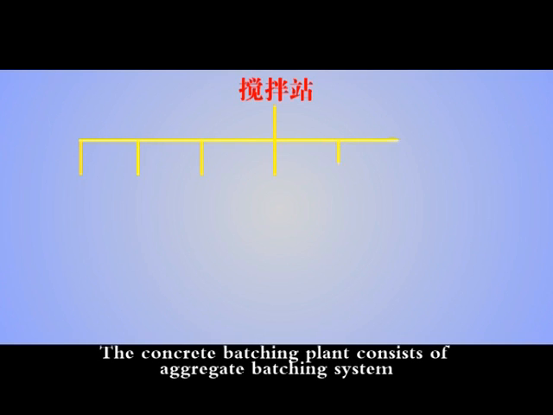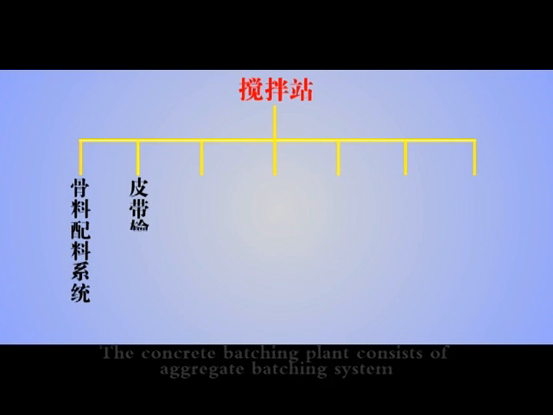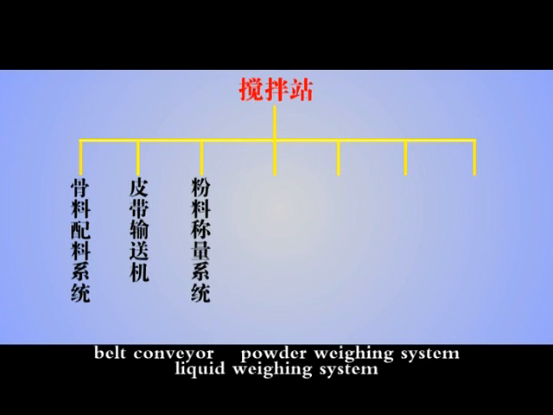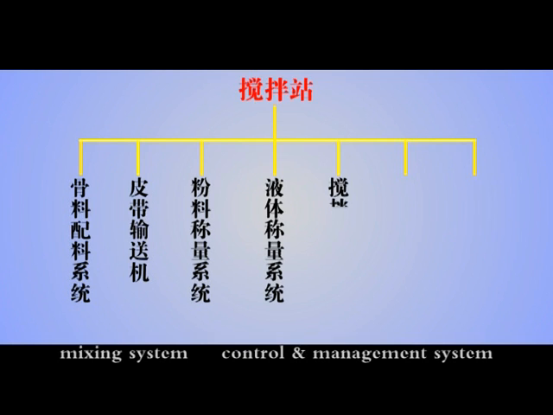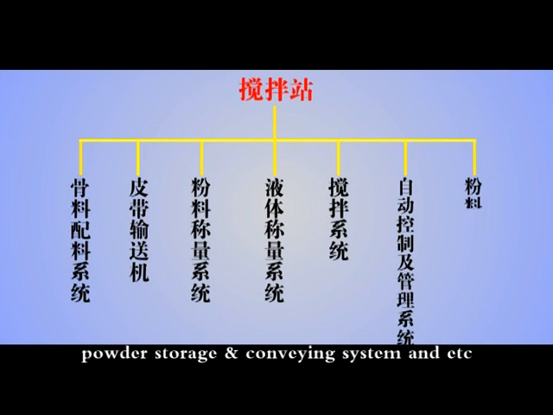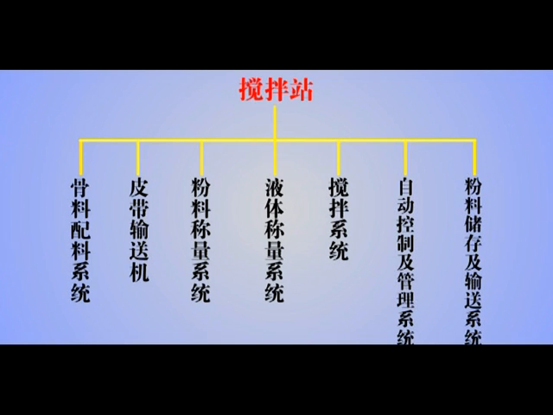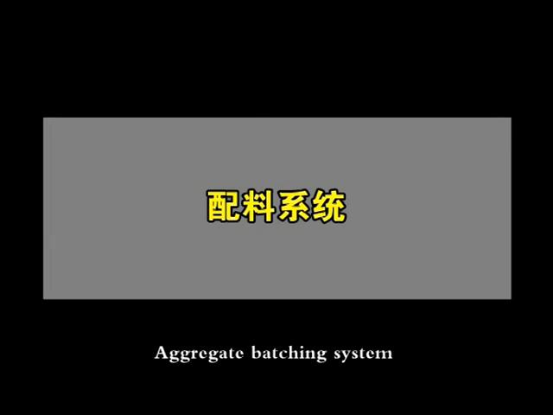The concrete batching plant consists of aggregate, powder, and liquid weighing systems, conveyor belt, as well as mixing, control, storage, and other related systems. Component structure and features. Aggregate batching system.